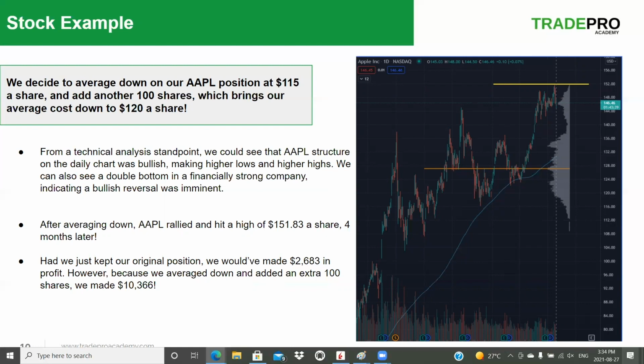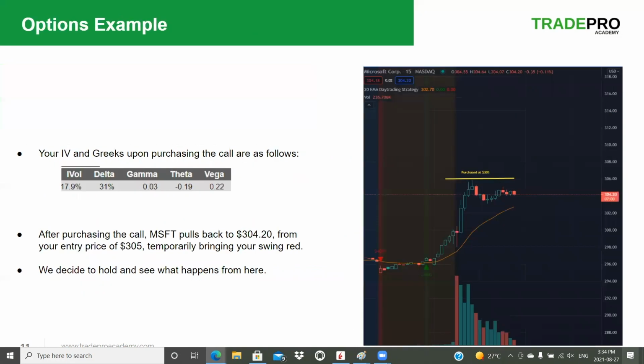So had we just kept our original position, our position would have gone green anyway, and we would have made $2,683 in profit. However, because we averaged down and added an extra 100 shares, also bringing our average cost down, we made $10,366. So you can see for the long-term portfolio, averaging down, especially in strong companies, is a great strategy to build wealth. I highly recommend it when it comes to your long-term portfolio with blue chip companies.